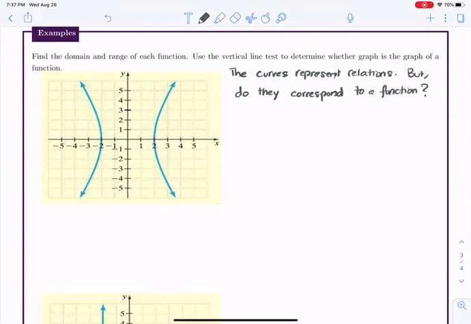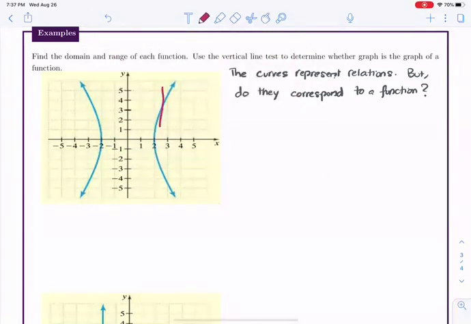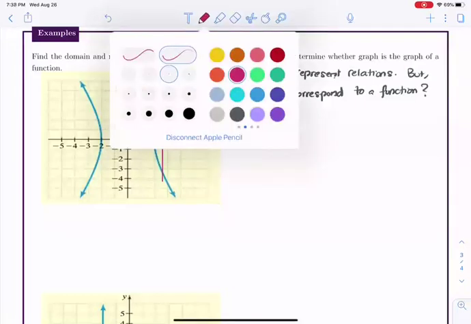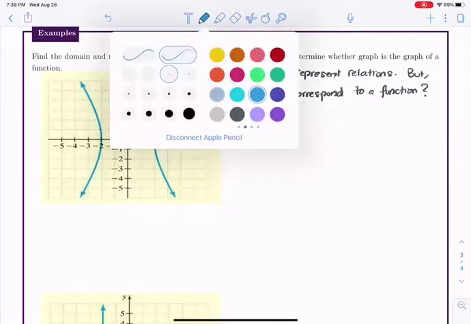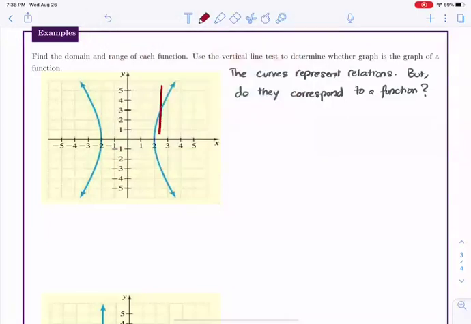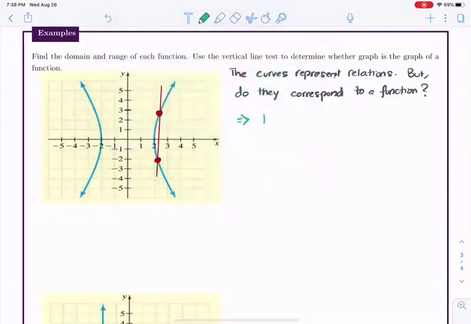The answer is no. All I have to do is draw one line right there, and that one line crosses the blue curve at 2 points. Oops, wrong choice of colors. And it crosses the blue curve at 2 points. So naturally, this particular relation is not a function.